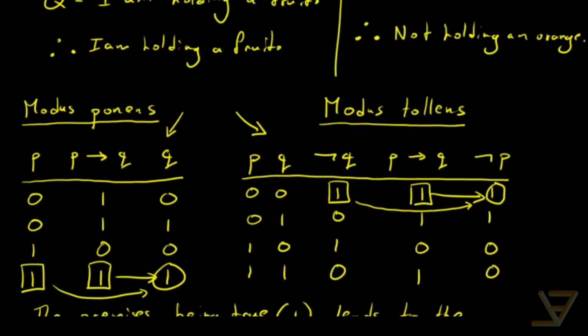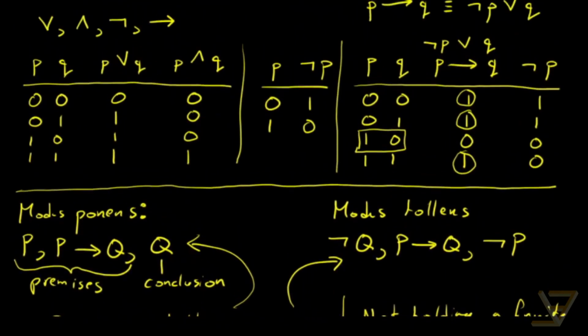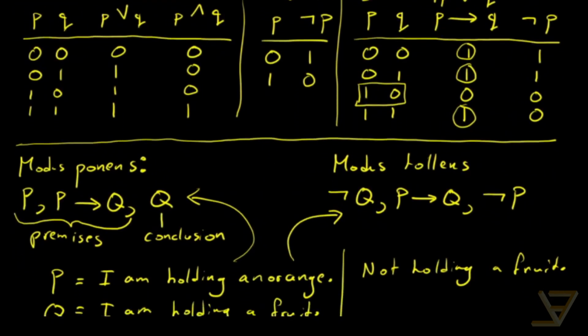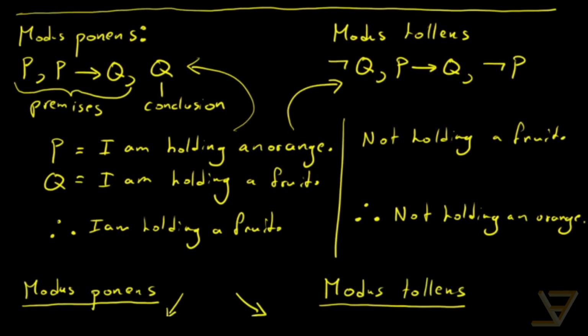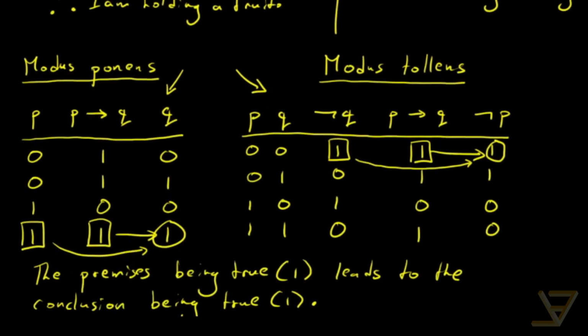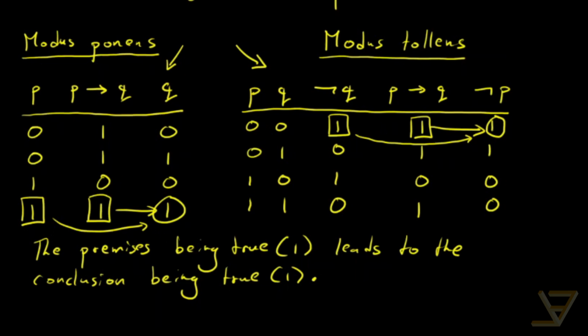So let's do a quick recap. We started with 0 and 1. We stated that we have to draw truth tables. We looked at logical operators and their truth tables over here, and over here. And then we looked at what Modus Ponens and Modus Tollens are in terms of their argumentative structure. And finally, we showed that Modus Ponens and Modus Tollens are valid because whenever the premises are true, the conclusions are true as well.